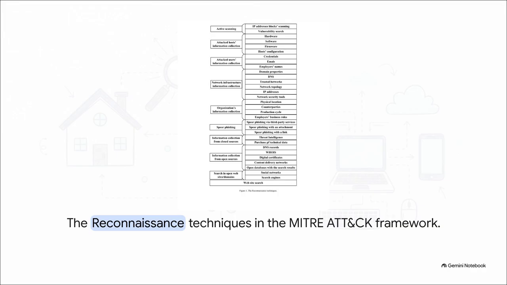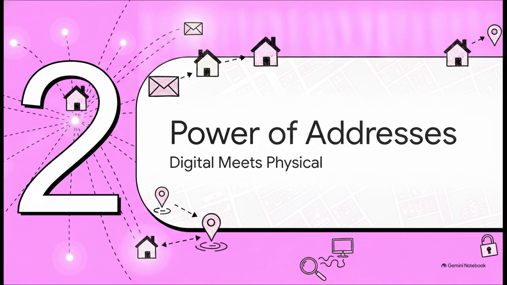Moving right along into Section 2, let's zoom in on a very specific type of target where our digital footprints crash right into the real world. We're talking about physical addresses. Imagine an attacker finds just one leaked email address. Well, that tiny digital breadcrumb can quickly lead them straight to a physical front door.